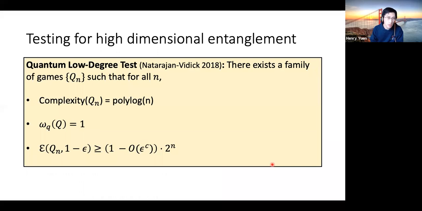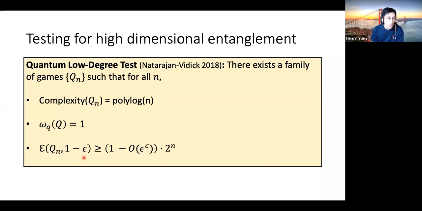So the thing that is useful for us is something called the quantum low degree test. And this comes from work of Natarajan and Vidick from a couple of years ago. And here they come up with a family of games, Q sub n, where for all n, the complexity of this game is polylogarithmic in n. The quantum value of each Q sub n is 1, okay? And this is a very nice feature.